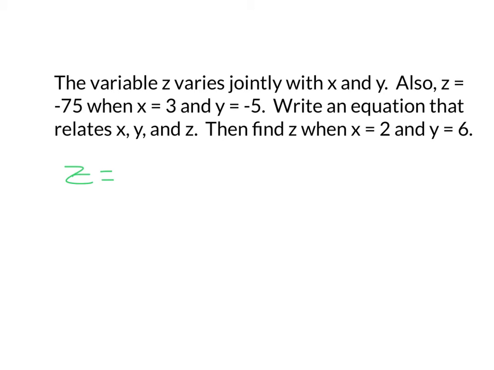Okay, quick example. z varies jointly with x and y. So automatically this is true: z equals axy. Remember, a is our constant. Also, z is negative 75 when x is 3 and y is negative 5. I'm just plugging them in as I read. Write an equation that relates x, y, and z.